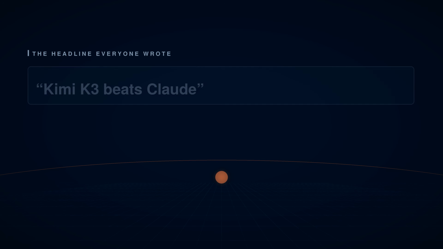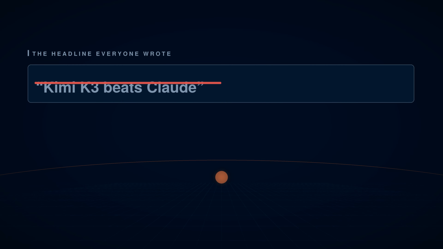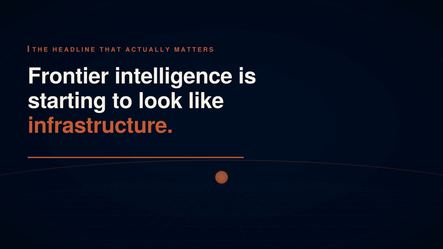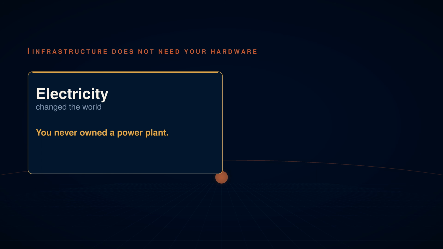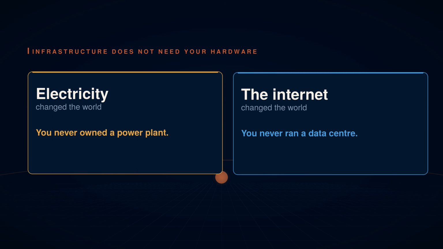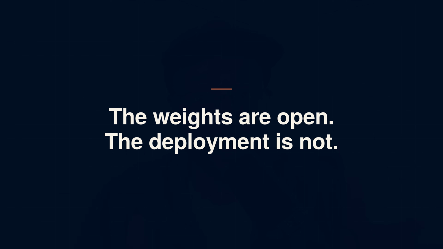And that is why I think the headline should not be Kimi K3 beats Claude. The stronger headline is that frontier intelligence is starting to look like infrastructure. And infrastructure does not have to run on every laptop to change the market. Electricity changed the world, even though most people never owned a power plant. The internet changed the world, even though most people never operated a data center. Kimi K3 may be a part of that same transition for AI models. The weights are open, but the useful deployment is still difficult.